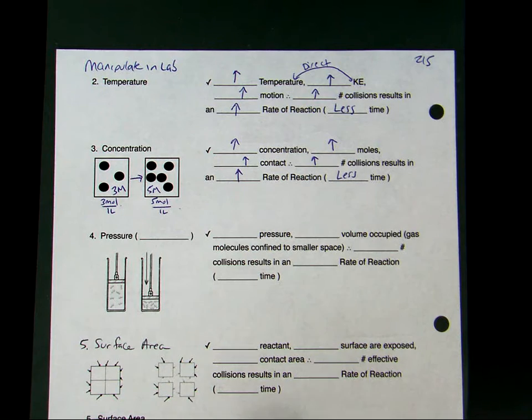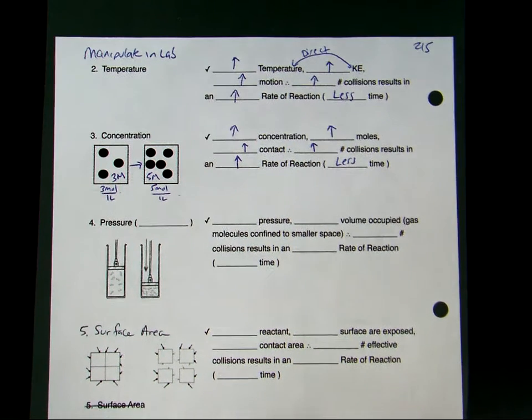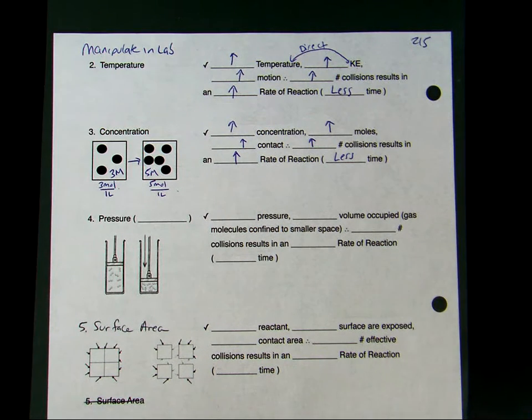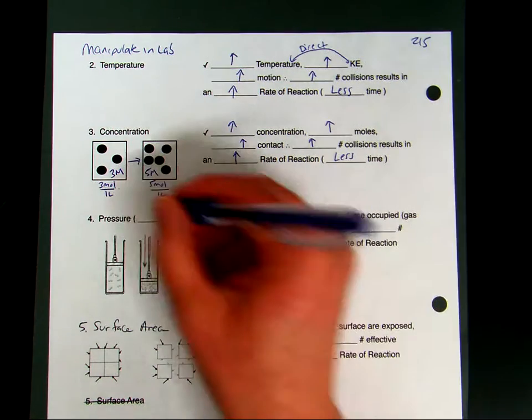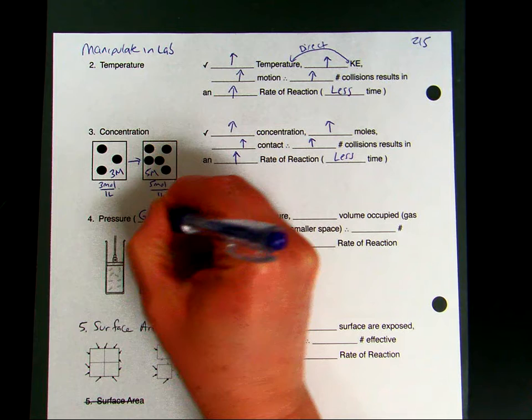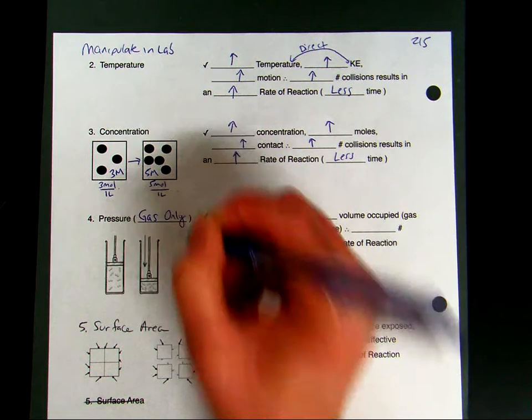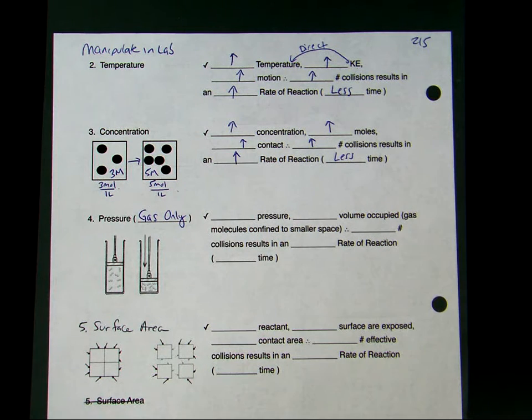Now, the fourth manipulation in the lab could be pressure. Now, pressure is specialized. We can only effectively use pressure for gas samples. So I'm going to write gas only. So if our system is made up of all solids, all liquids, or aqueous solutions, no gas molecules present, the pressure will have negligible effect.